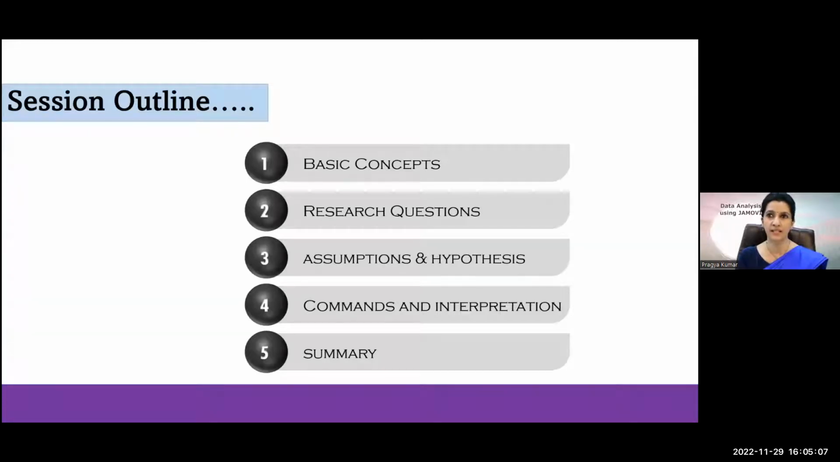So again, in this session we'll cover the basic concepts, research questions, assumptions and hypothesis, commands and interpretation, and summary.